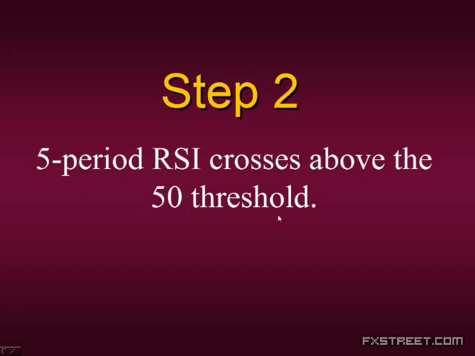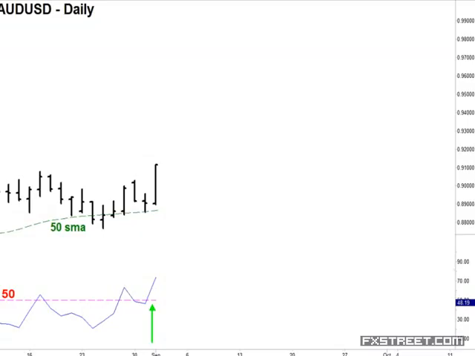Step number 2, the 5-period RSI must now cross above the 50 threshold. Okay? So once price is above the 50-period simple moving average, then we go to the indicator, and we want to see the 5-period RSI cross and close above the 50 threshold. All right, so here we see price is above, and at the same time we had the RSI below, and it crossed back above. So now it's closed above, and it corresponds with this bar right here. All right? So those are 2 requirements that are now in place.